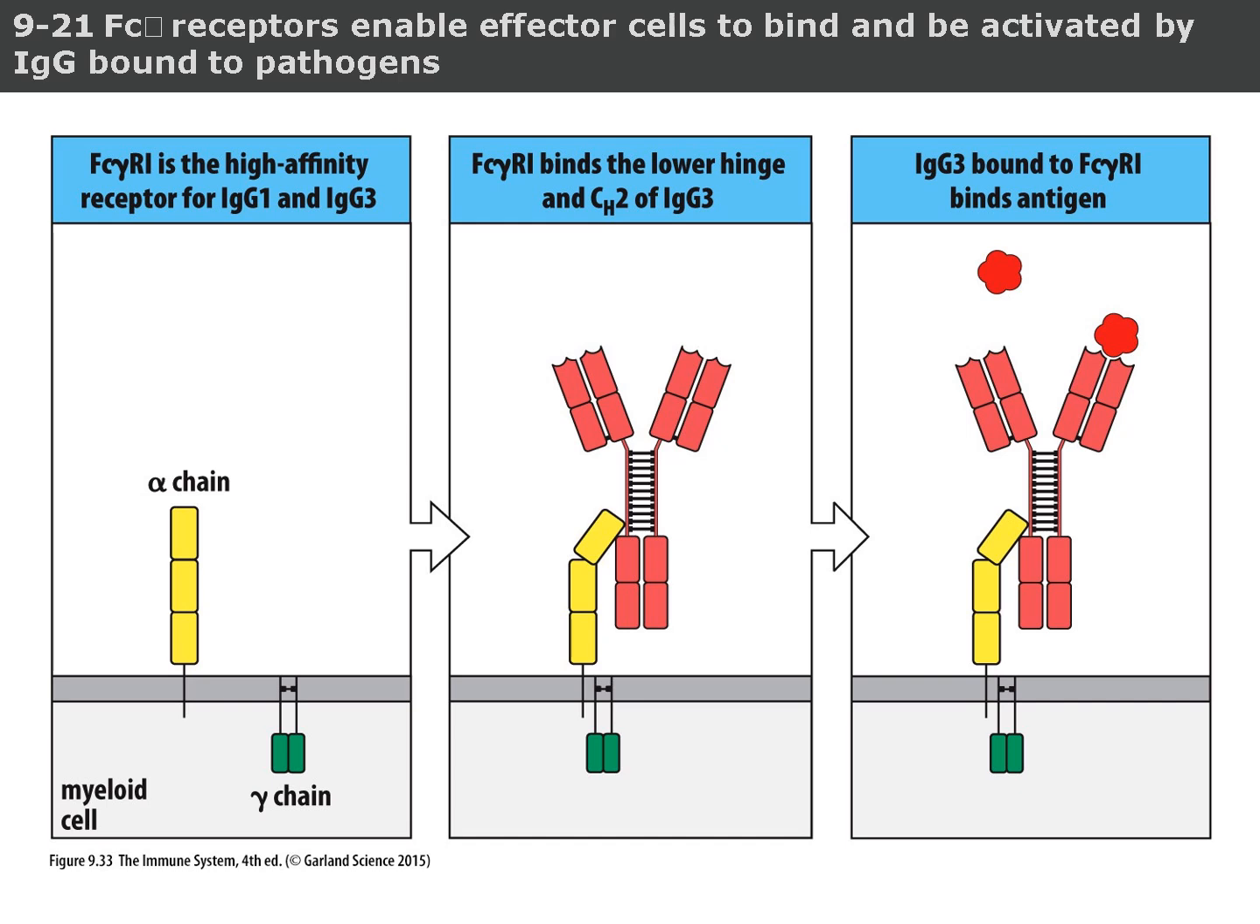The second panel shows that Fc gamma RI binds to the lower hinge and CH2 domain of IgE3, the isotype with the longest hinge region and strongest binding affinity. Finally, when the Fc gamma RI IgE3 complex encounters antigen, it triggers activation of the effector cell. This activation can lead to phagocytosis, cytokine release, or respiratory burst, depending on the myeloid cell type, making Fc gamma RI crucial in antibody-dependent cell-mediated immunity.